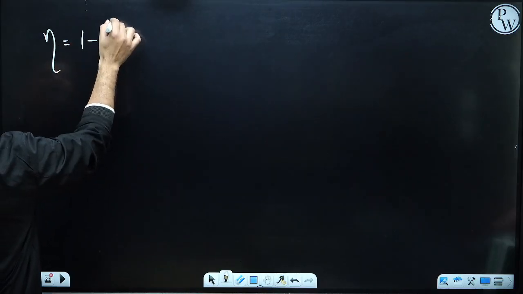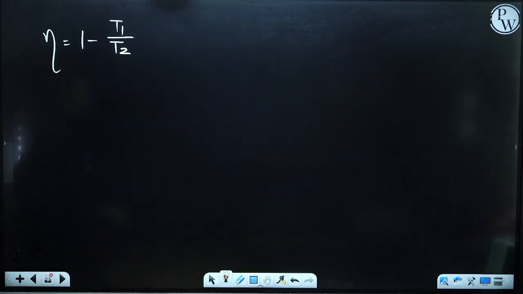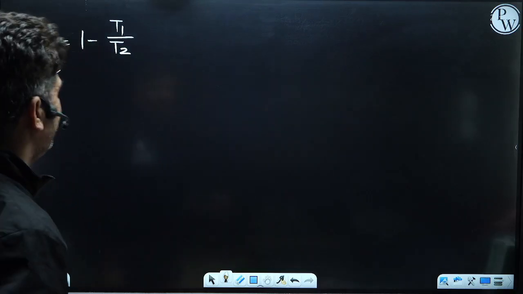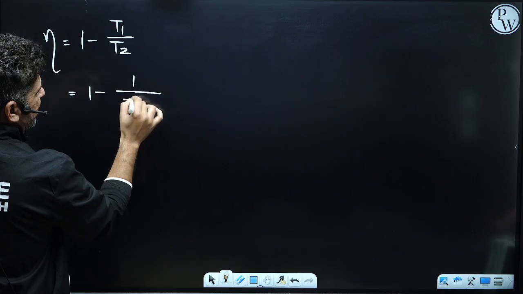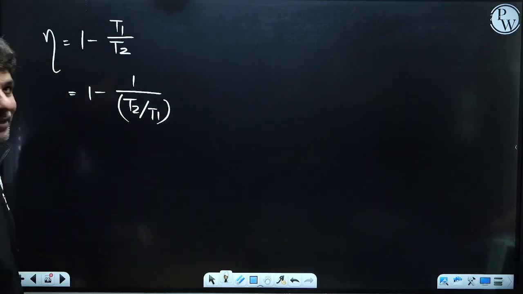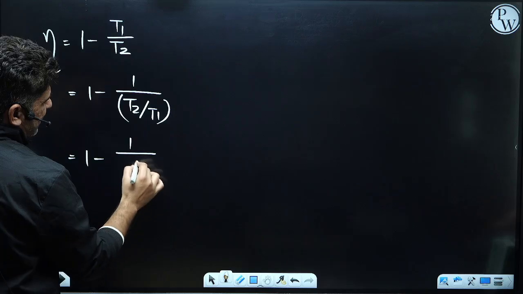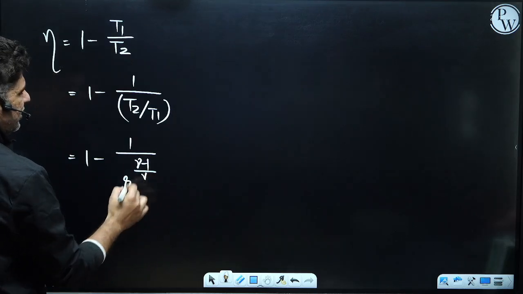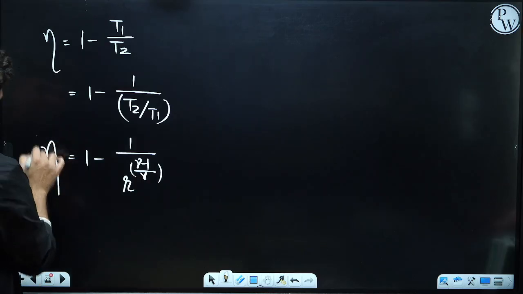Once you have cancelled those out, you will be left with one remarkable result. Efficiency of Brayton cycle is 1 minus T1 by T2. Very easy relation. 1 minus T1 by T2, or this can also be written as 1 minus 1 over T2 by T1. And what is T2 by T1? You know that it is r to the power gamma minus 1 over gamma. And this is the efficiency of Brayton cycle.